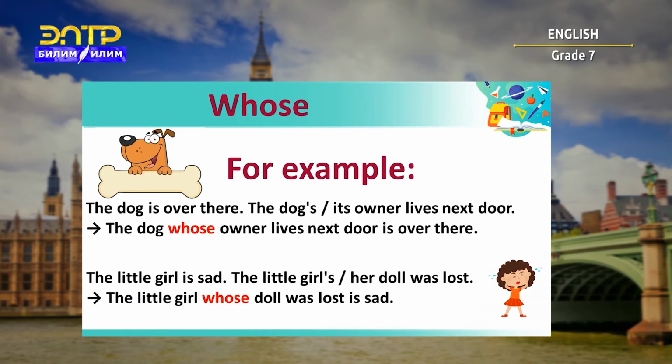Whose is always the subject of the relative clause and can't be left out. It replaces a possessive. It can be used for people and things. For example, the dog is over there. The dog's, its owner lives next door. The dog's, or we can say its owner, lives next door. And the full sentence with whose will sound like the dog whose owner lives next door is over there.